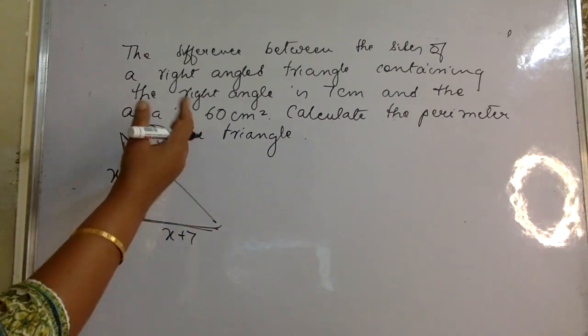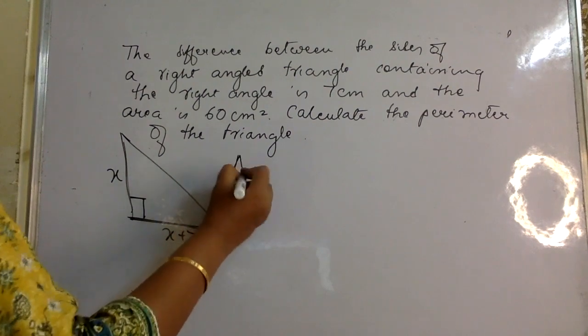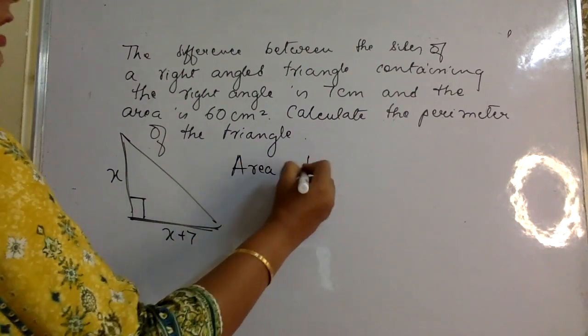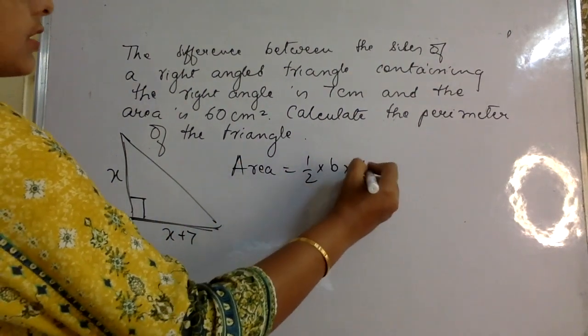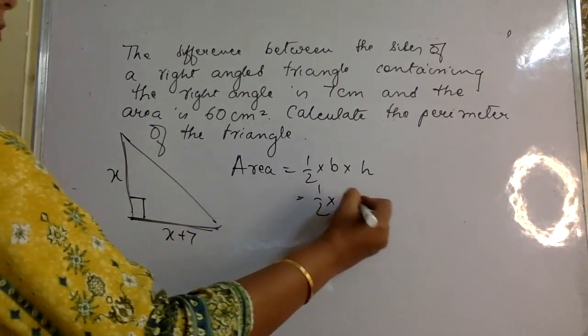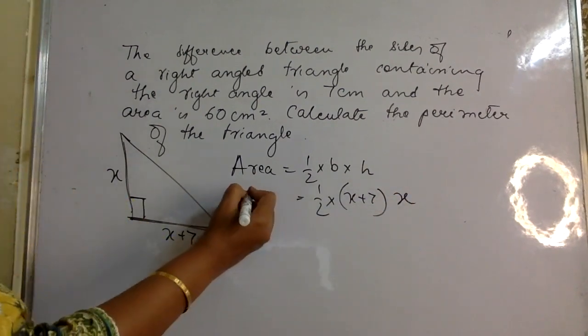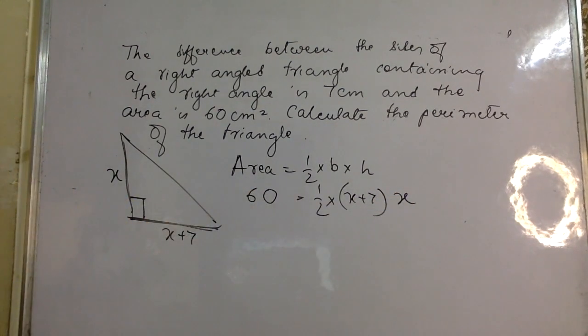They are not looking for area because they have already given the area. So how do we proceed with this question? Remember, area is equal to half into base into h. Half into base is x plus 7, yes, and h is x, and area is 60.